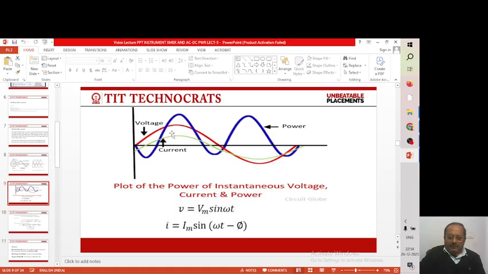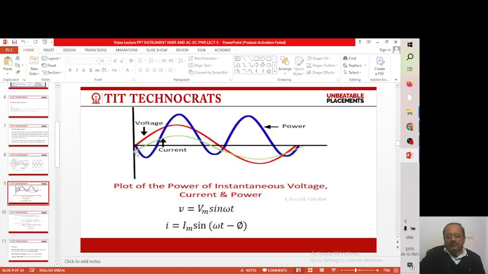Here we can see the product of this varying voltage and current will result in power in an AC circuit.